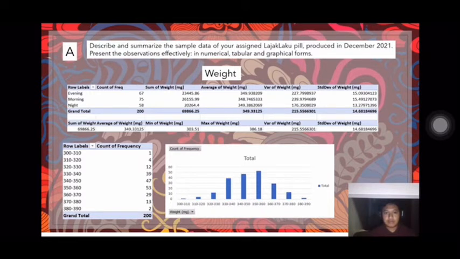From here, we can see the average weight of the pill is 349.33 mg, with the minimum of 303.51 mg and 386.18 mg for the maximum weight. And for the graph, we can see that the range of weight from 250 till 360 has the highest frequency.